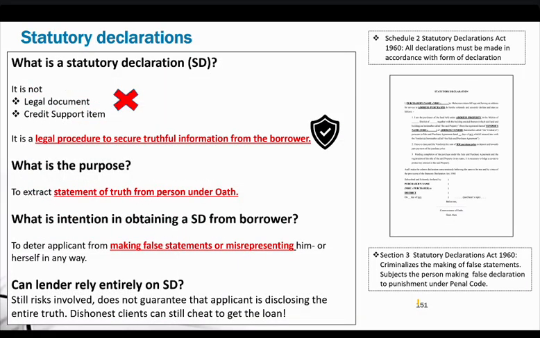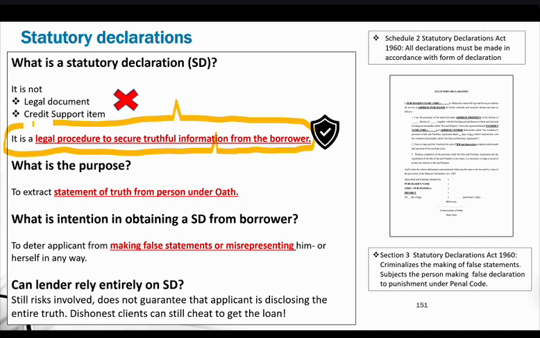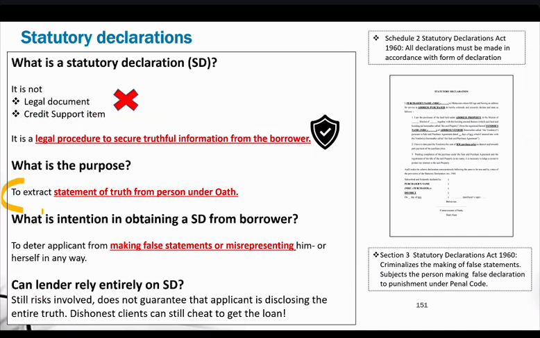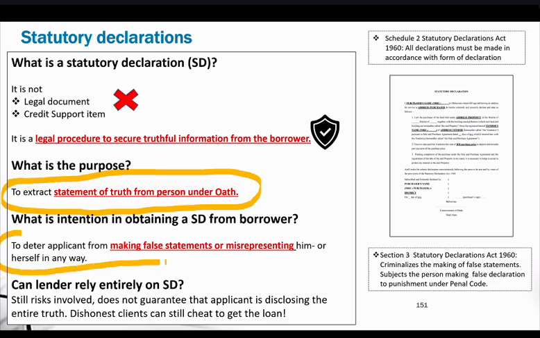What is a statutory declaration? It's not a legal document, it's not a credit support item. It's a legal procedure to secure truthful information on the borrower. What's the purpose? To extract a statement of truth from a person under oath. The intention behind obtaining an SD is to deter the applicant from making false statements or misrepresenting himself or herself in any way. Can the lender rely entirely on the SD? No, because there's still risk involved. Dishonest clients will still cheat to get the loan no matter what.